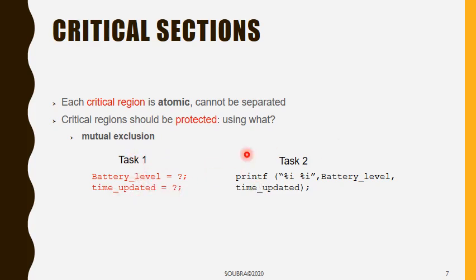So imagine that we have 2 different tasks. The first one is responsible for updating both the level of the battery and the time of when the battery level is updated. Fair enough. So it's a timestamp as well. And the second task that is present in the system is responsible for printing out those 2 variables. Fair enough. So basically, we need to make sure that whenever we're printing out here, we're printing out the level that corresponds to the correct timestamp.